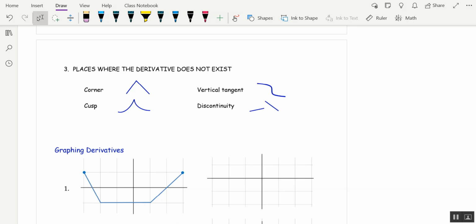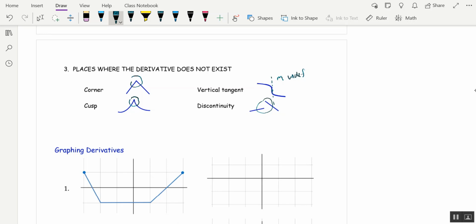Okay, since the derivative is the slope of the tangent line, that number will not exist in certain places. It will not exist wherever there is no tangent line. So there will be no well-defined tangent line at corners, at cusps, and at discontinuities. There is a tangent line where the tangent line is vertical, obviously, because I mentioned tangent line, but the slope of a vertical line is undefined. So the derivative of a function is not defined anywhere there's a vertical tangent. So those are the big places where derivatives don't exist.